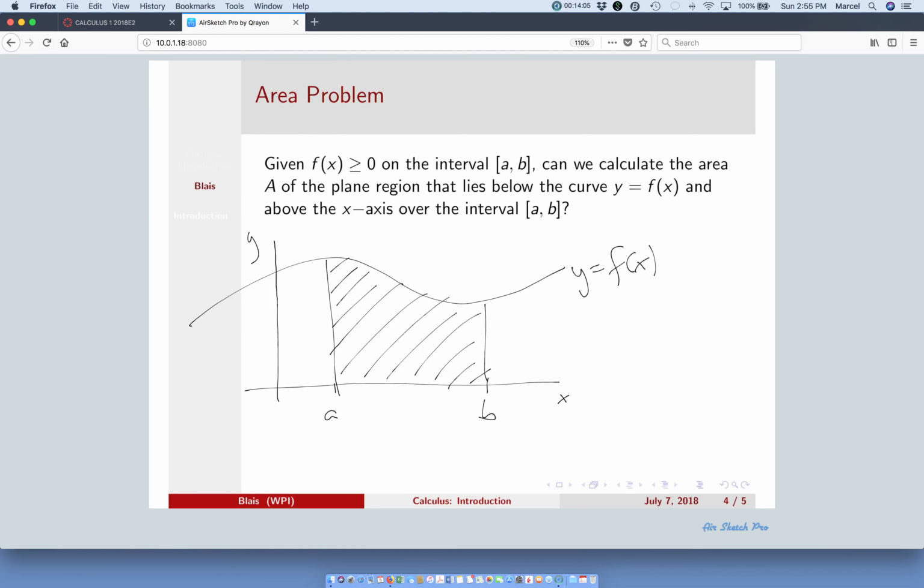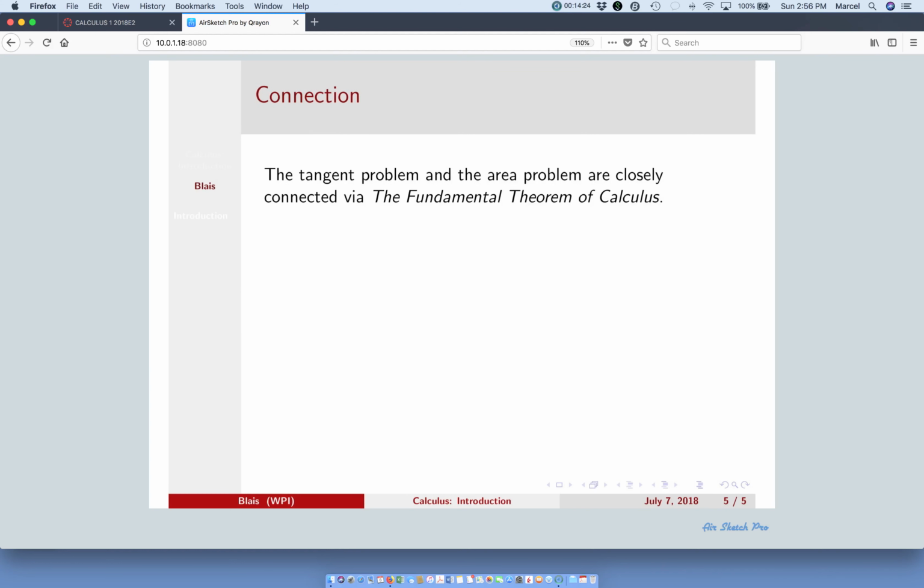And it turns out here we need the idea of an integral and the idea of integral calculus. And again, this is essentially what you would study in our Calc 2. It turns out that these two problems are very closely related via the fundamental theorem of calculus.